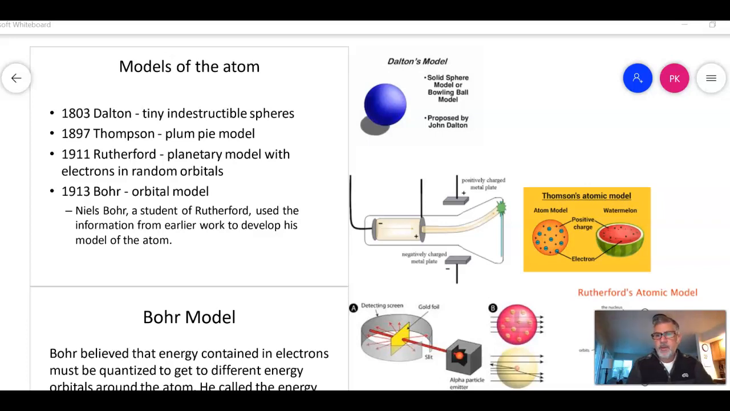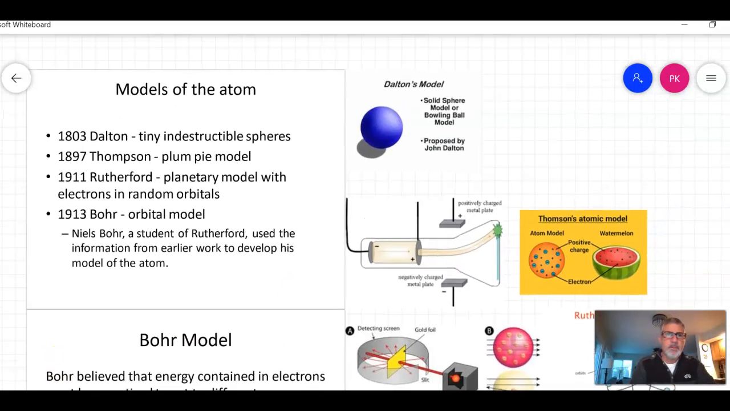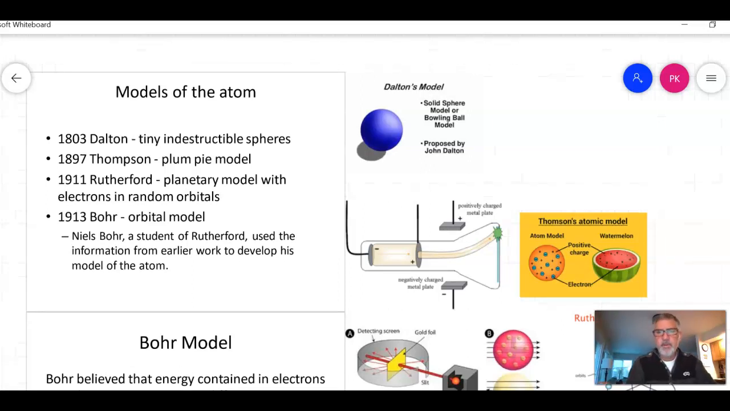Alright guys, so today we're going to talk about electron orbitals and how they came about and what they are. So we've kind of heard about electron orbitals, but let's go for a brief history lesson. I'm not real fond of history, but sometimes it's necessary. So, models of the atom.